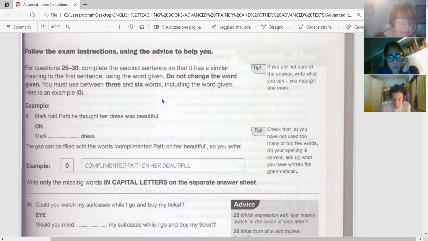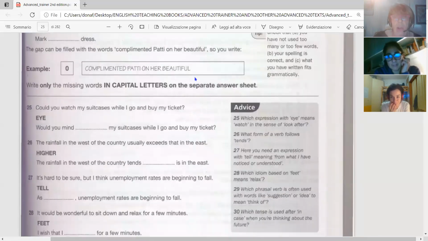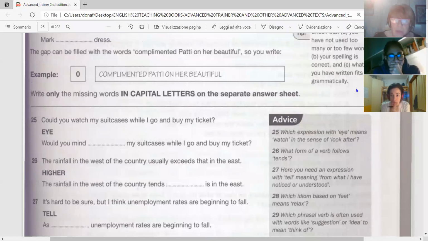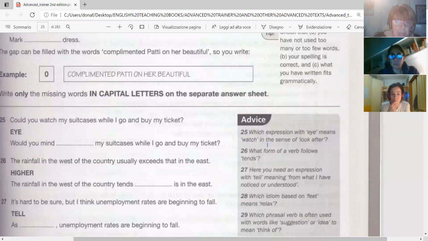Write only the missing words in capital letters on the separate answer sheet. Okay, so it seems not so difficult, but of course, all the forms that we have to put are really various, so let's be careful. Even the advice in this case can be useful because sometimes, for example here, which expression with I means watch in the sense of look after. This is helping you a lot.